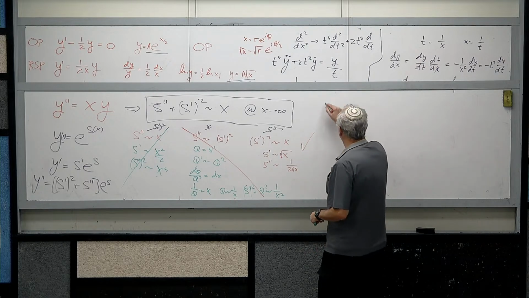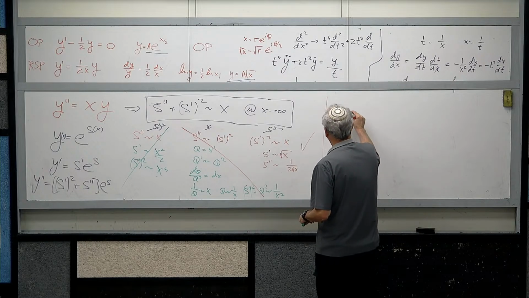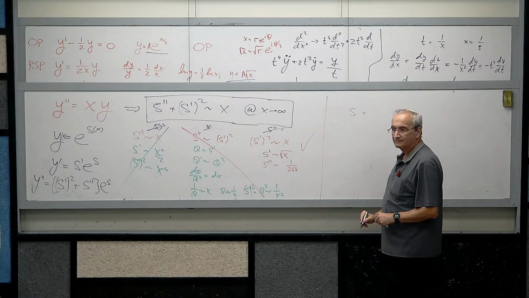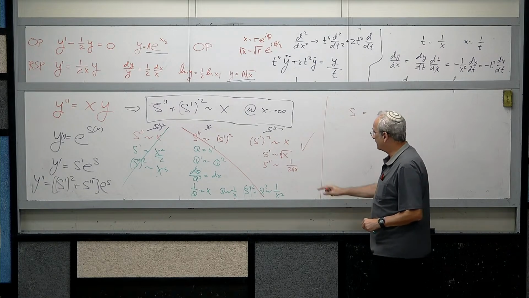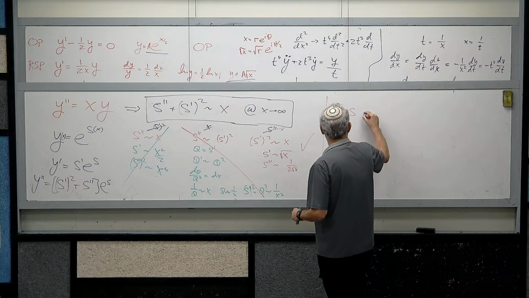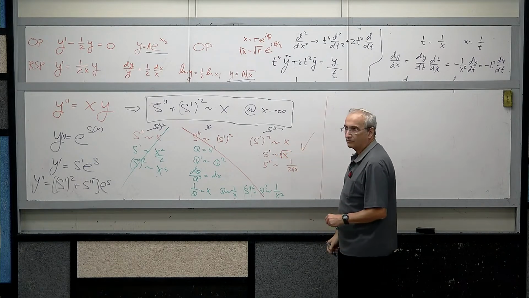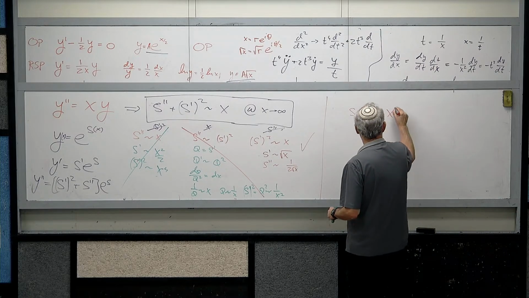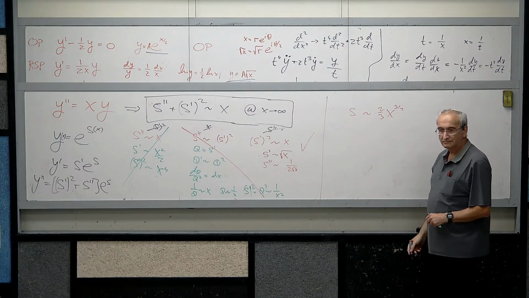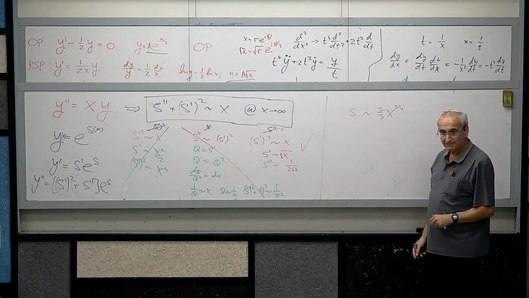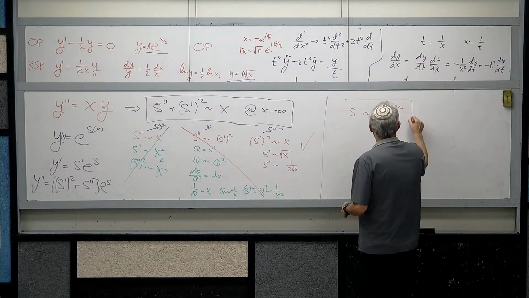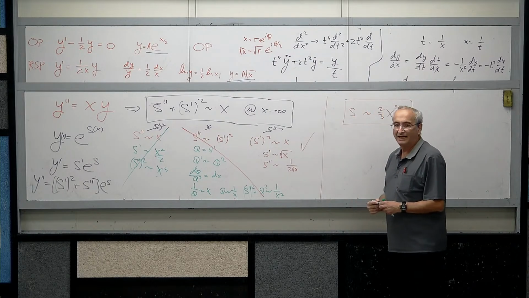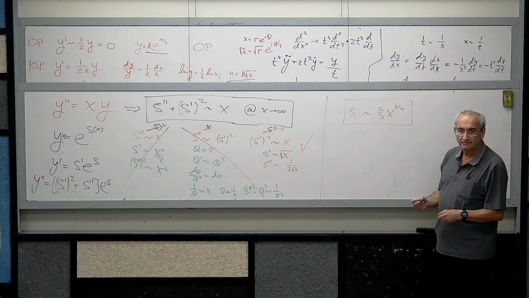And the correct answer implies what? If s prime is going like square root of x, what is s? x to the power of 3/2, times 2/3. You see? So this is the asymptotic behavior of s as x goes to infinity.